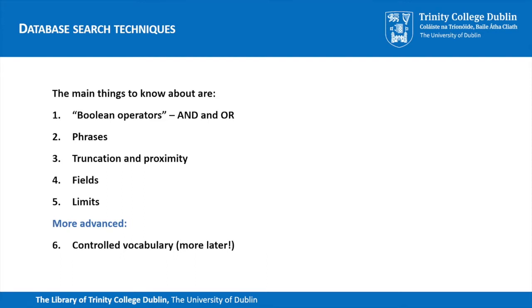The particular things we think you really need to know about are what are called Boolean operators, and specifically and or.